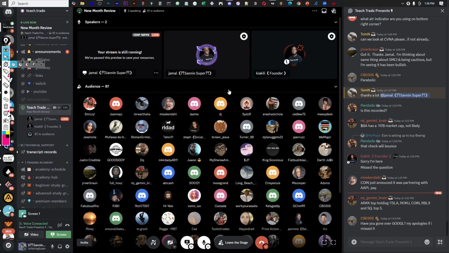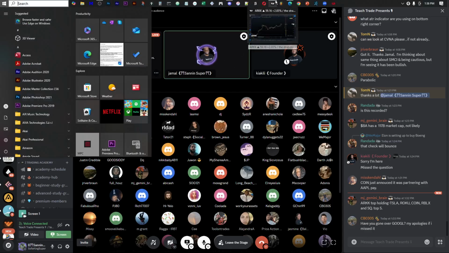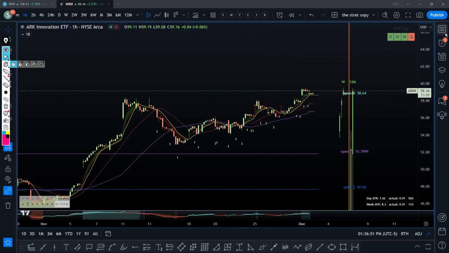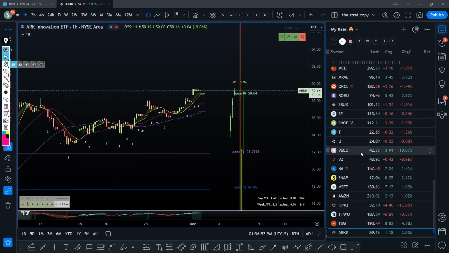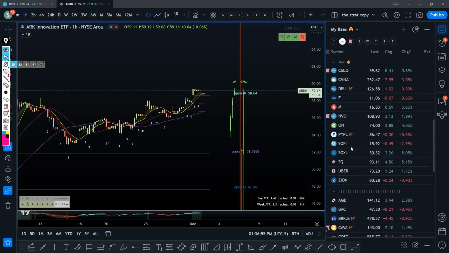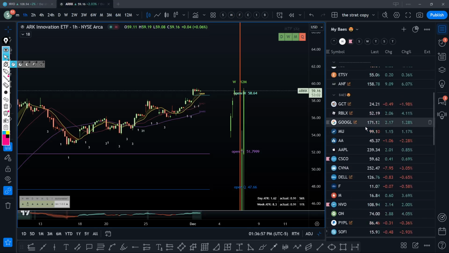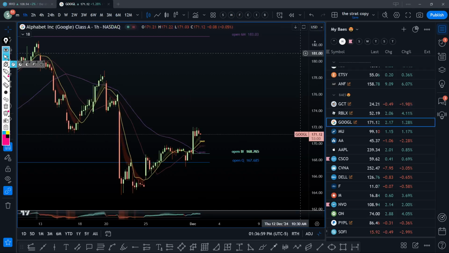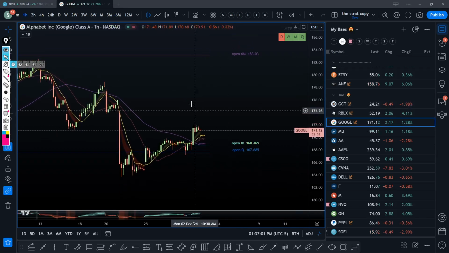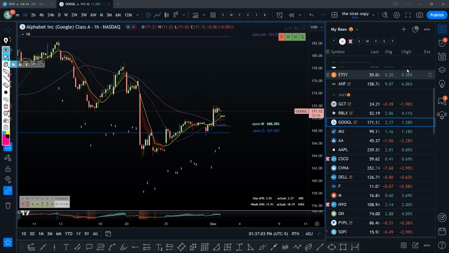Google. We have not discussed Google. Google is another top player, but lately it hasn't had any super outrageous moves like the other Magnificent Seven.